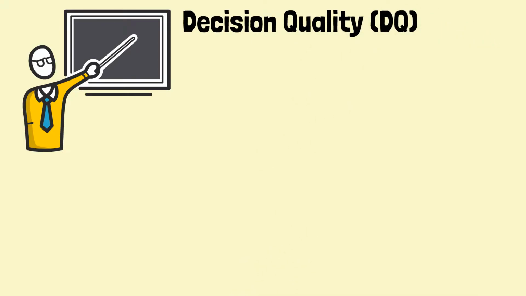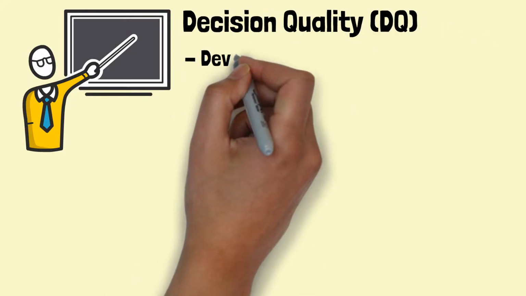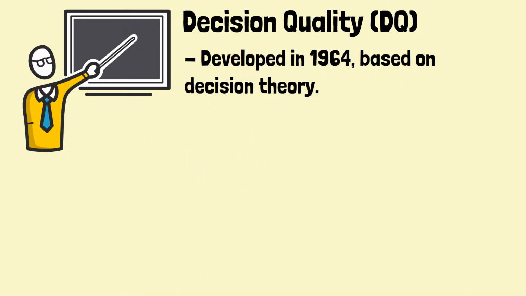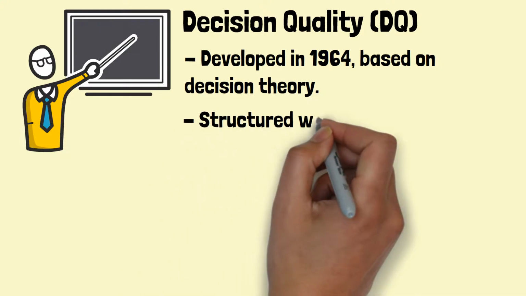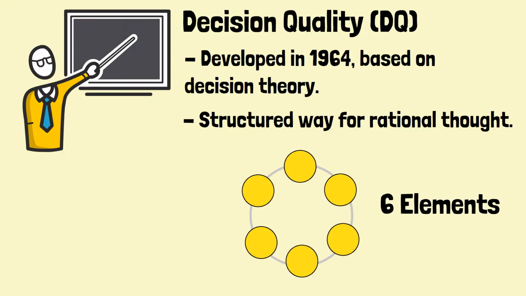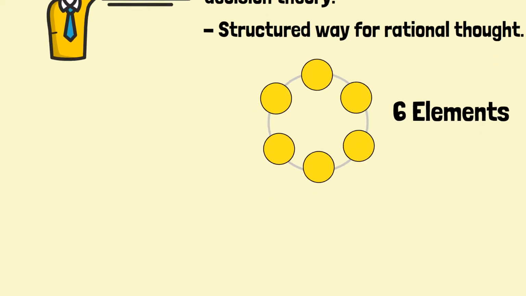The decision quality, or DQ concept, was first developed in 1964, based on the principles of decision theory. The framework provides a structured way for rational thought for people to get the most of what they truly want in the face of uncertainty. Since its introduction, many organizations have adopted the concept in their decision-making process. The DQ concept is made up of 6 elements, or steps, for assessing and analyzing the decision problem before making a conclusion on the decision. Let's start exploring the steps.